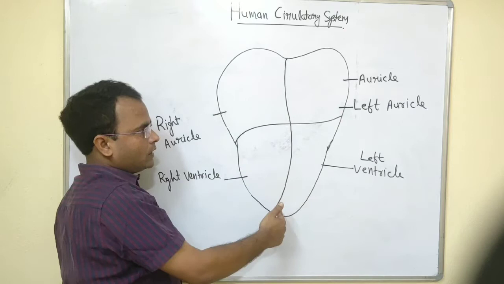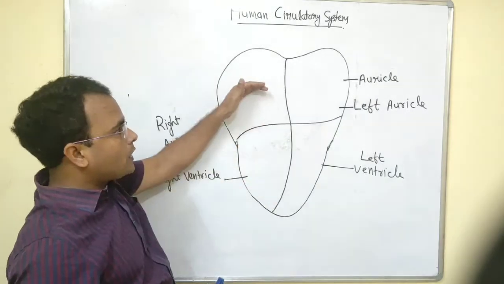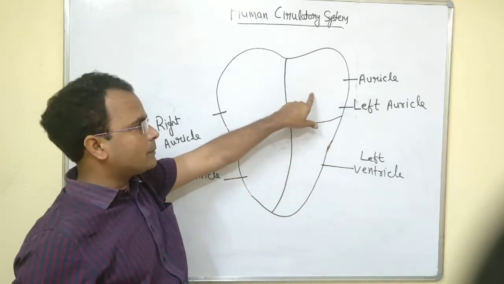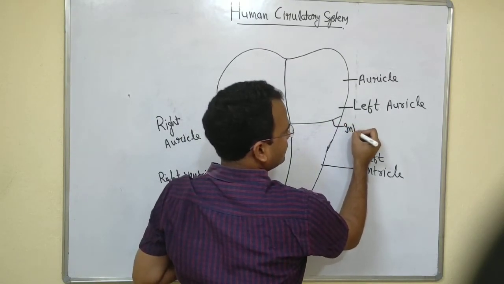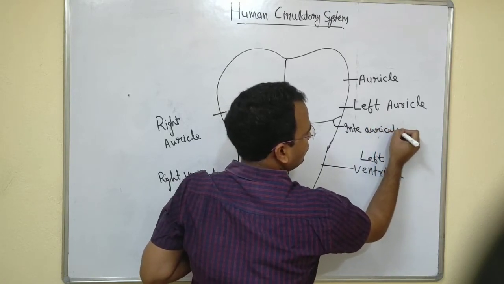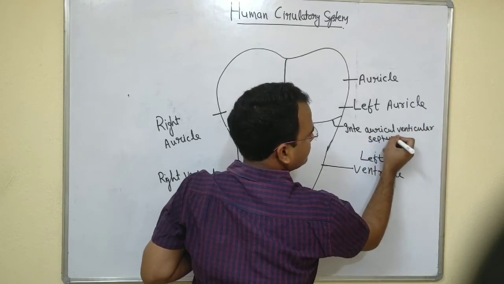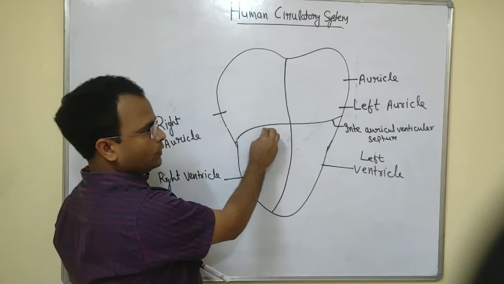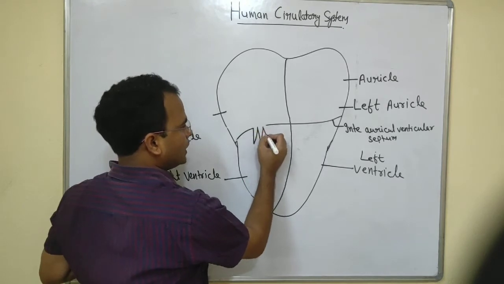This compartment is called the auriculoventricular septum. It's a septum, a wall present between the auricle and ventricle, so we will name it auriculoventricular septum. Right. Next one: on the right auriculoventricular septum, 3 valves are there.